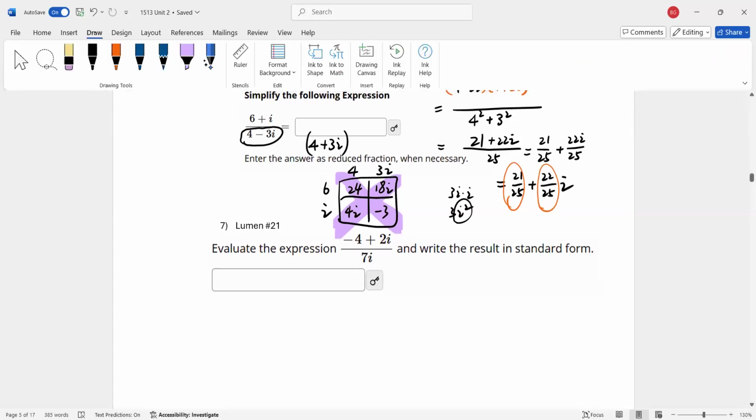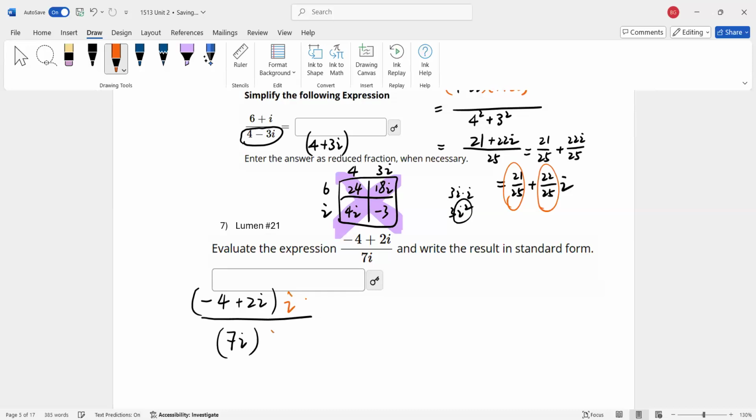Then how do we process this division? In this case, if you follow the rule we had for the previous problem, it will still work. But a more convenient method is to simply multiply both numerator and the denominator by i. Multiply numerator by i, multiply denominator by i.